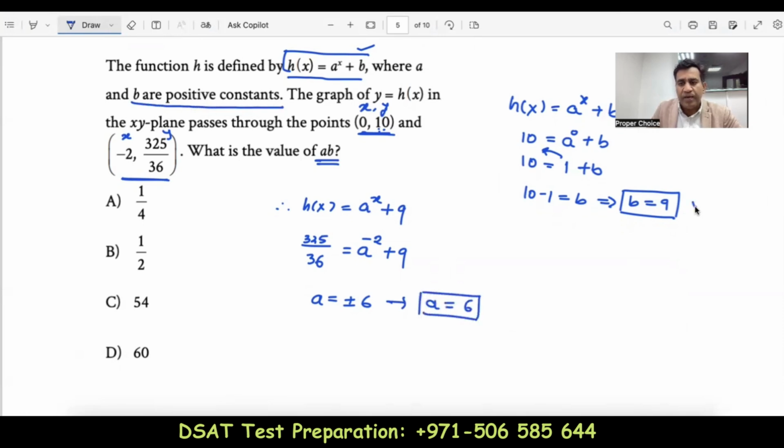Now I got b, I got a. Now the question is, what is the value of a times b? A times b is the same as 6 times 9. 6 times 9 is going to be 54. So we go with option C.